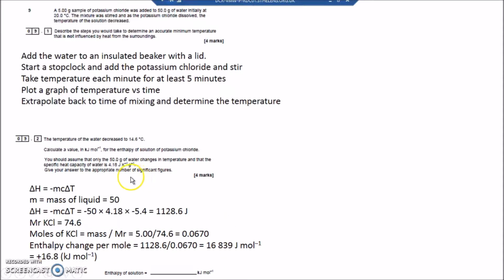I now need to put it into kilojoules, so going from joules into a larger unit value of kilojoules, I divide by 1,000, so that turns out to be 16.839, and I've got to get it to three significant figures, because everything else is to 3 significant figures, so it turns out to be 16.8 kilojoules per mole.